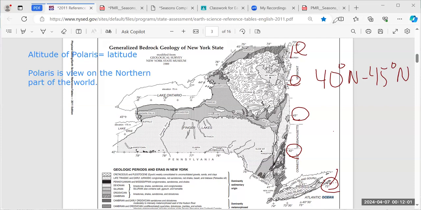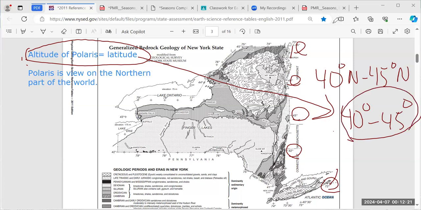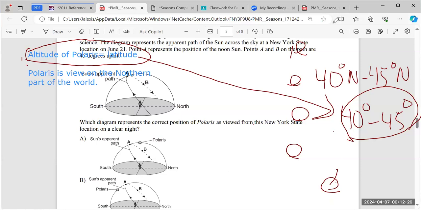Why is that important? Because we just said right here, the altitude of Polaris is equal to your latitude. That means that Polaris is going to be at an angle between 40 to 45 degrees. That's the angle that Polaris is going to be at. All right. So now when I go back to my problem, I'm looking for Polaris, and Polaris has to be at an angle between 40 to 45 degrees because you're at New York, and New York has a latitude of 40 to 45 degrees north.